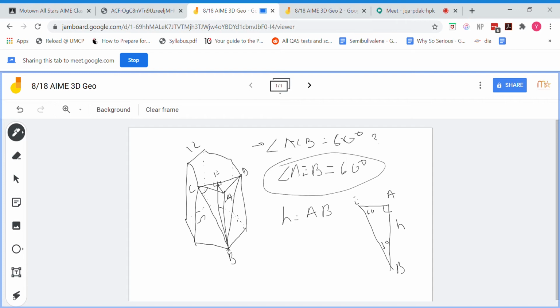Okay, and then it makes sense to look at triangle ACD as well, because we know two of the sides in triangle ACD, and we also know the angle. So this is A, this is C, this is D. These are each 12, and we know that E lies here.